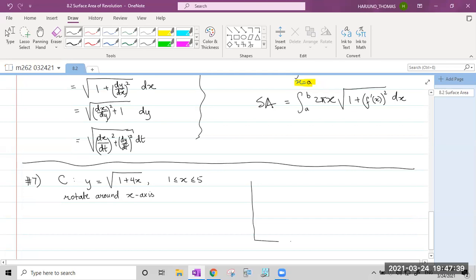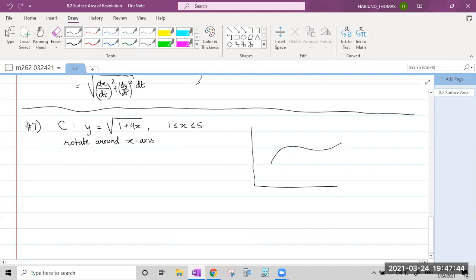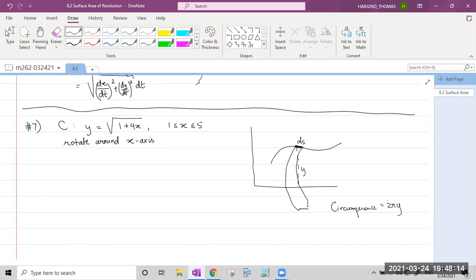Let me imagine that first. Let's say this is the curve. So this is the radius, that's the y, and the length there is ds. I rotate that this way, so the circumference is 2 pi y. Then the differential of the area will be that times ds.